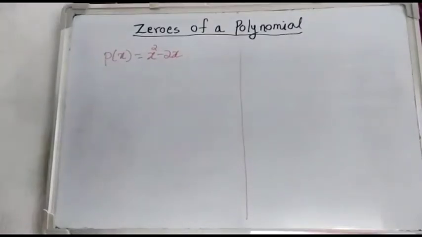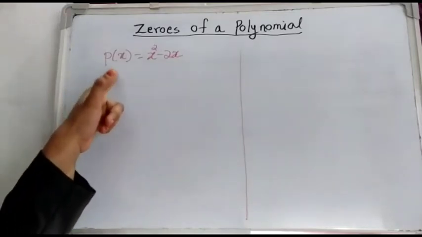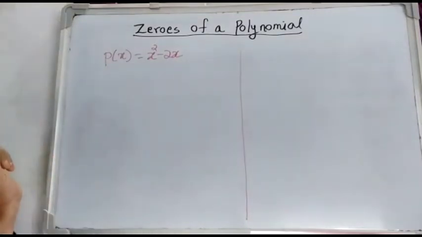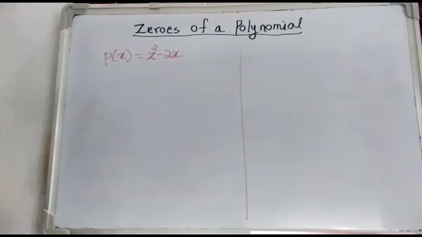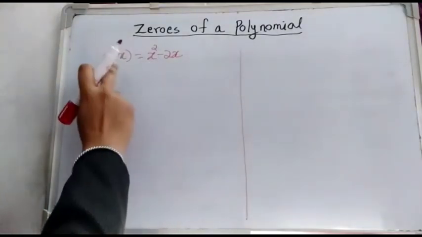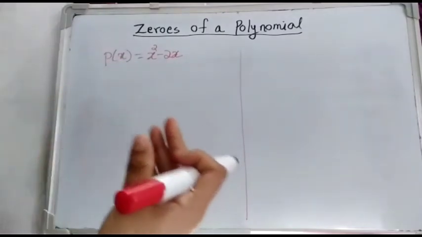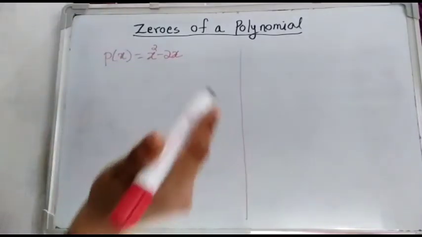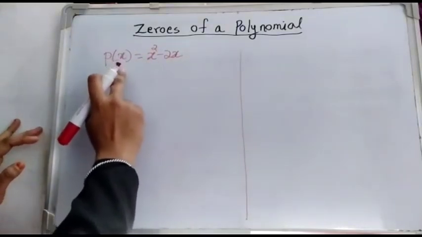Dear students, let us discuss zero of a polynomial by using one example. We have p of x equal to x square minus 2x. Then substitute different values for x. For example, x equal to 1, x equal to 2, 3, like that. Let us check. All of you listen here. Put x equal to 1.